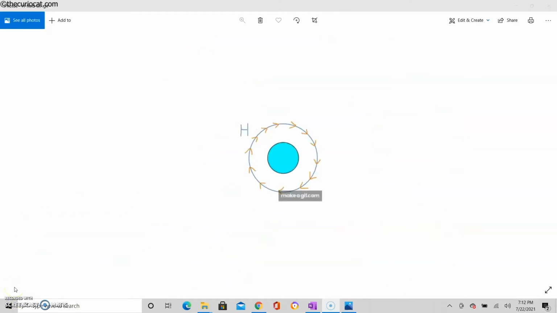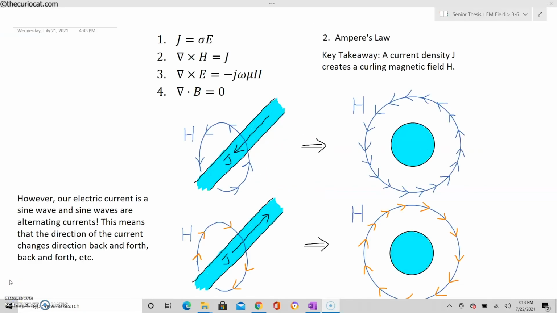Here is a GIF that shows how the magnetic field changes direction due to the alternating current. So the key takeaway is that a current density J creates a curling magnetic field H. So the curl actually means that the field is curling in a circular direction.